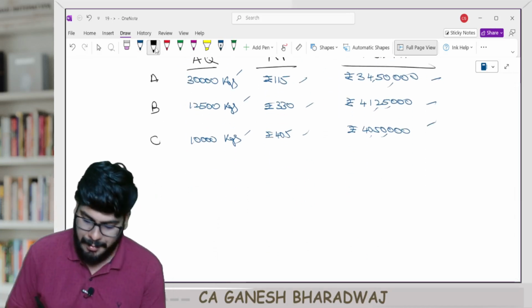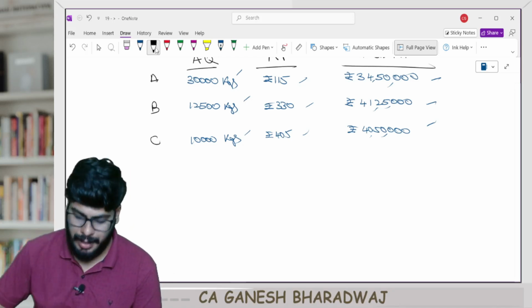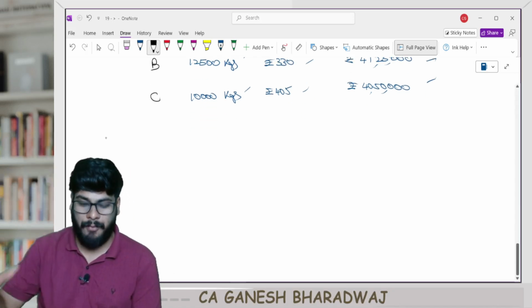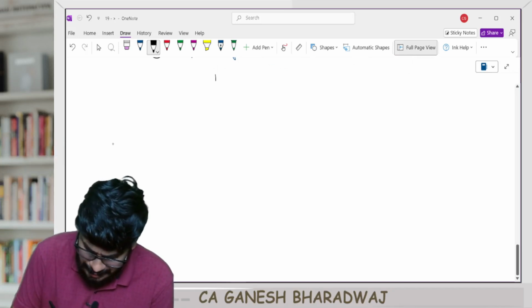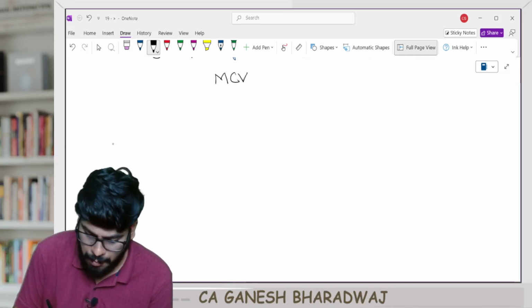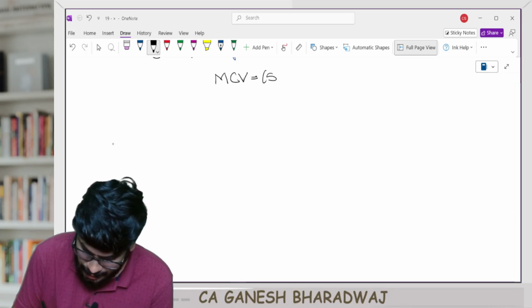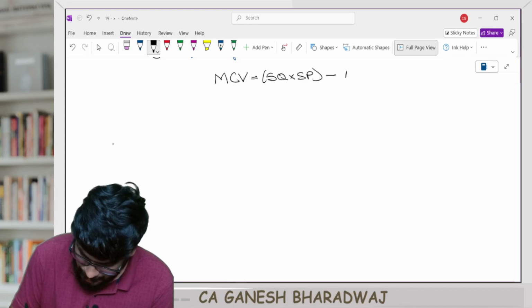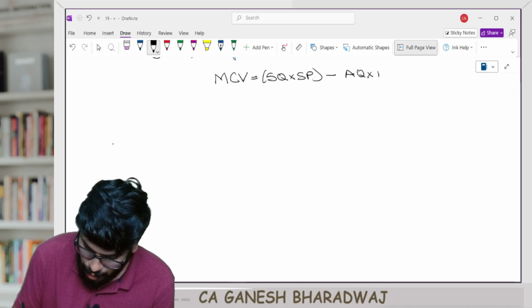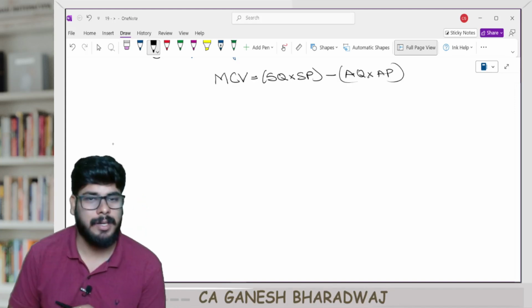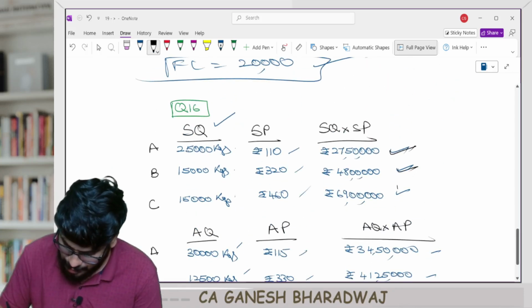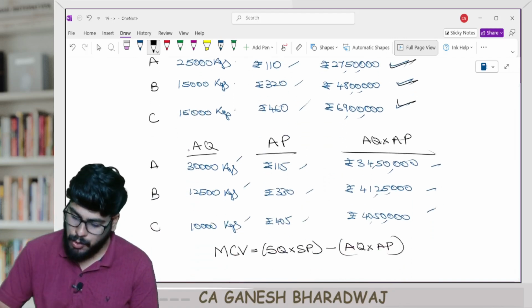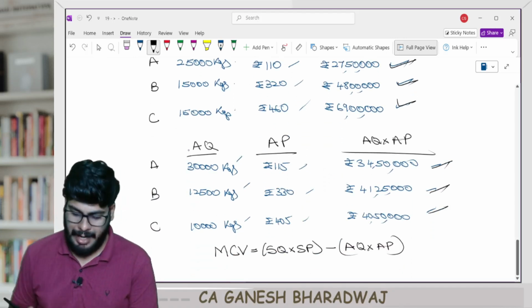Now, come on, tell me the formula. So first they have asked for all the variances. So first let us list out the formula in a branch format. First one, material cost variance. What is the formula for material cost variance? Standard quantity into standard price minus actual quantity into actual price. Correct, guys? Each of these three components, we have arrived at it here.